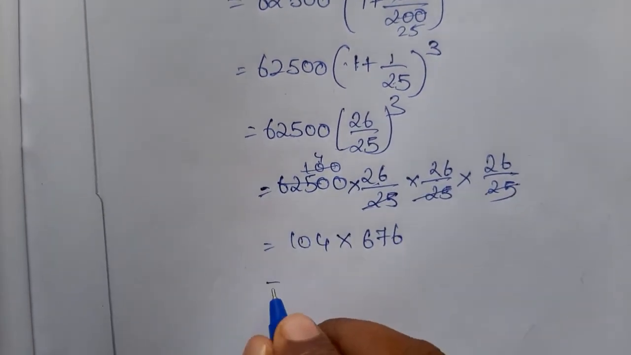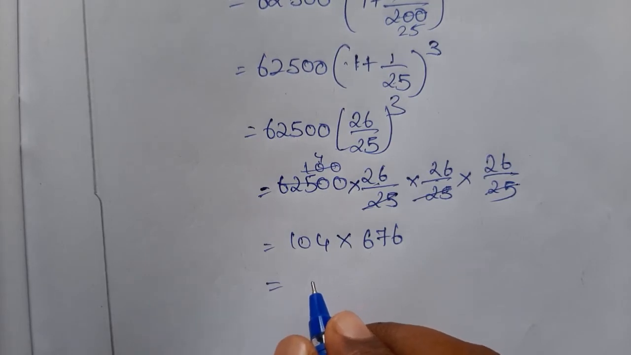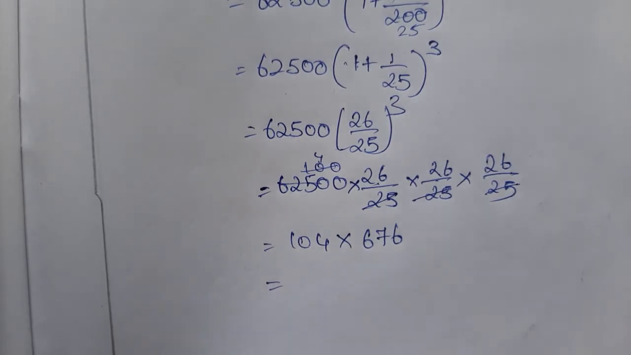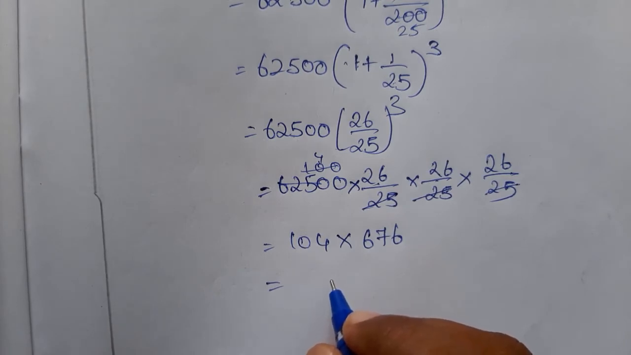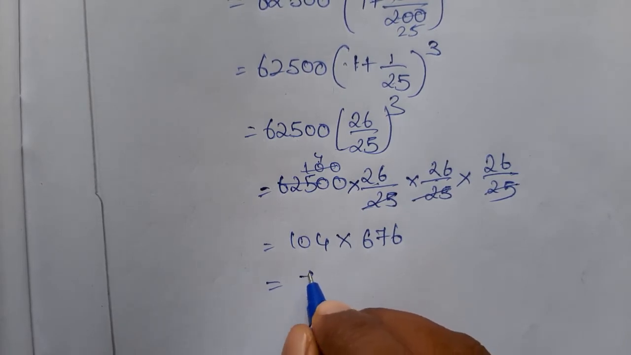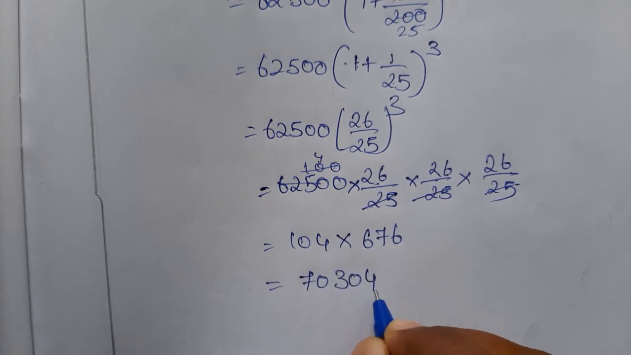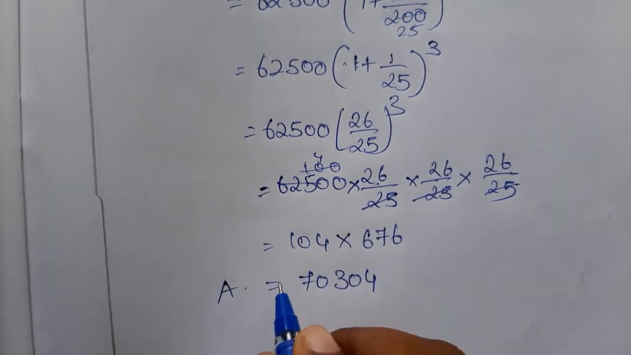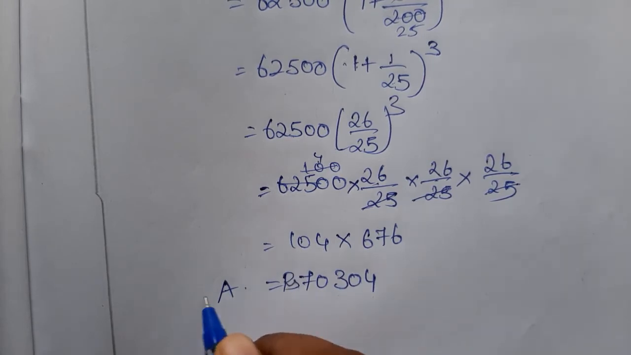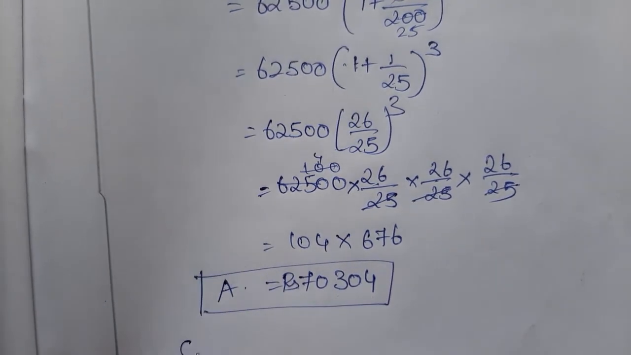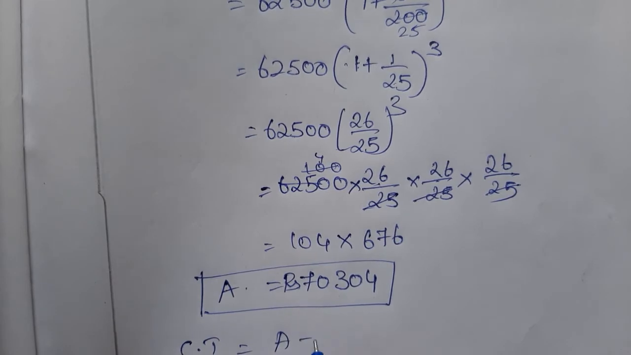So now you multiply the 104 into 676. We will get 70,304. So this is the amount, but we have to know the compound interest also. So compound interest is amount minus principal.